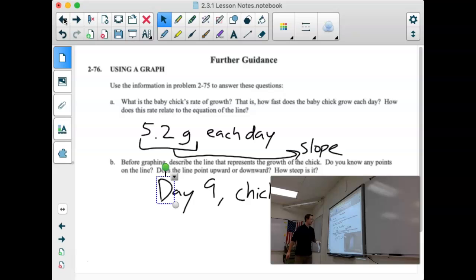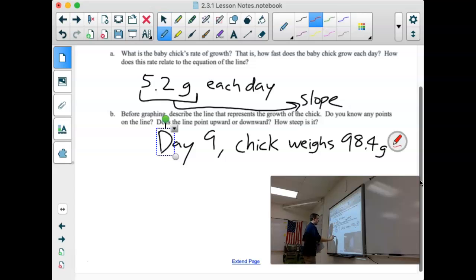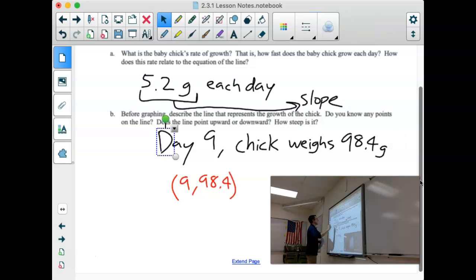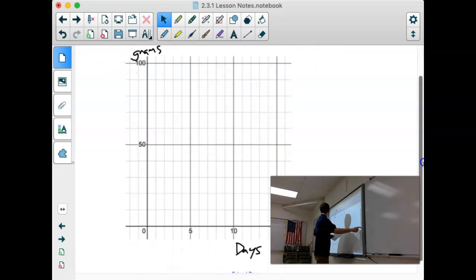So if we go back to our point from the last page, we know, again, that at day 9 that chick is 98.4 grams. So we can write that as an ordered pair now, since our days are our x values and our grams are our y values: it's (9, 98.4). So let's try to put that on a graph. We can try to find our initial birth weight for the little baby chick, and then we can also find how many days it's going to take to weigh 140 grams.